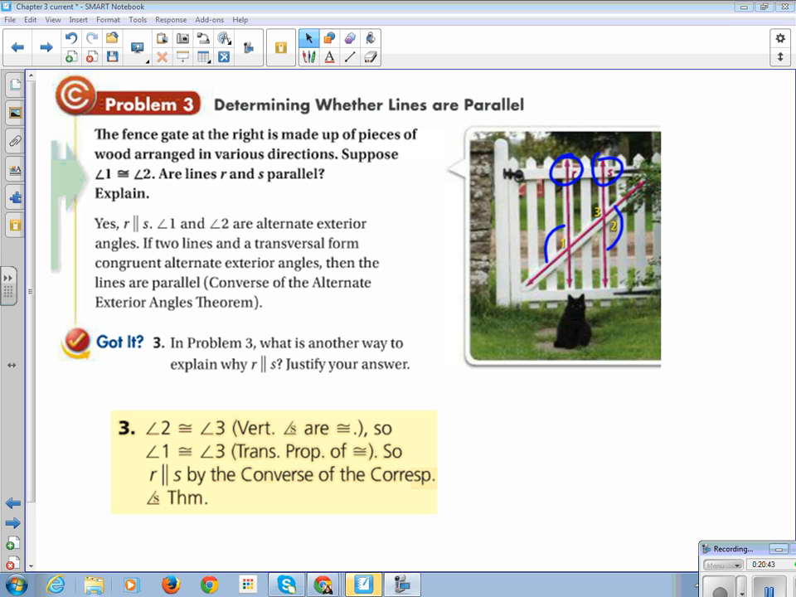Absolutely correct. This is what you guys are writing down. Because angle 2 is congruent to angle 3, because vertical angles are congruent, then angle 1 is congruent to angle 3 by the transitive property. So R is parallel to S by the converse of the corresponding angles theorem.